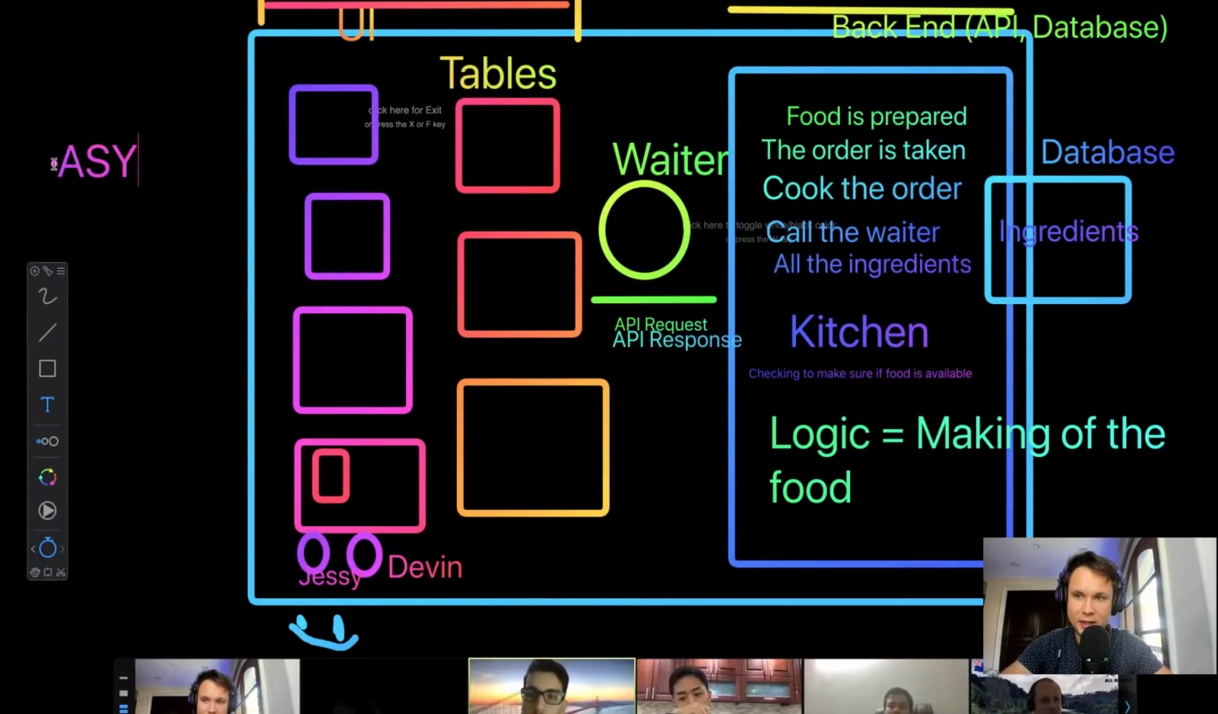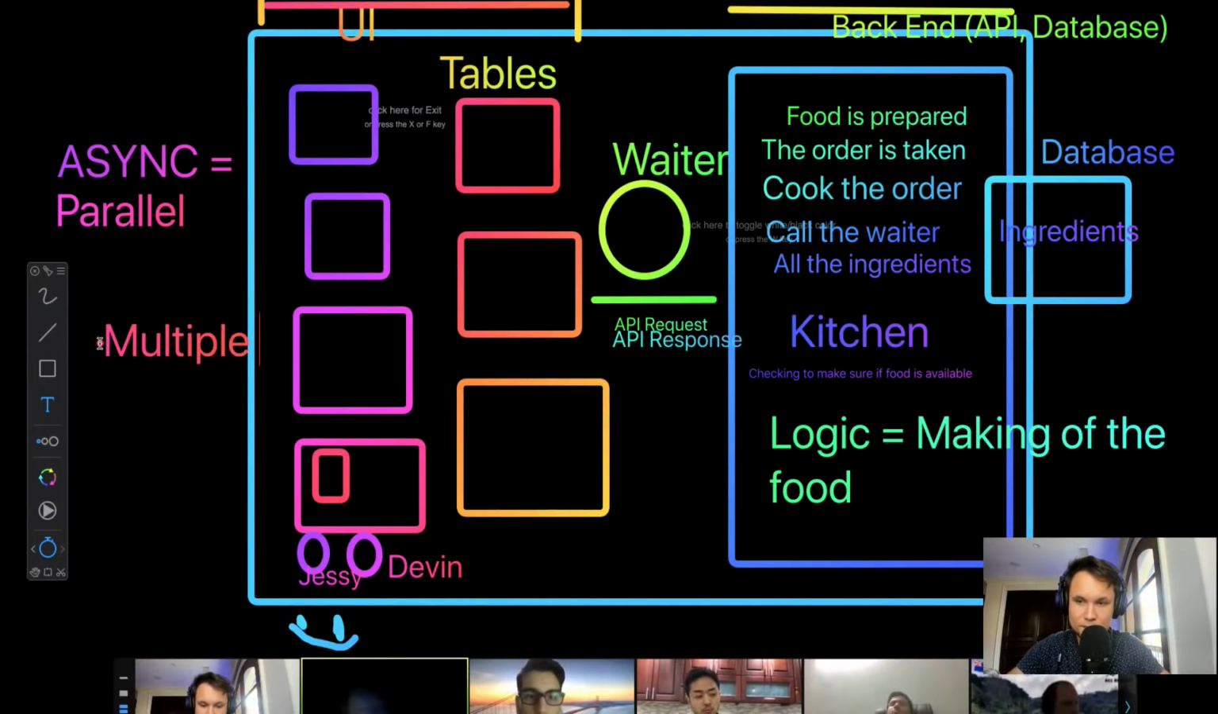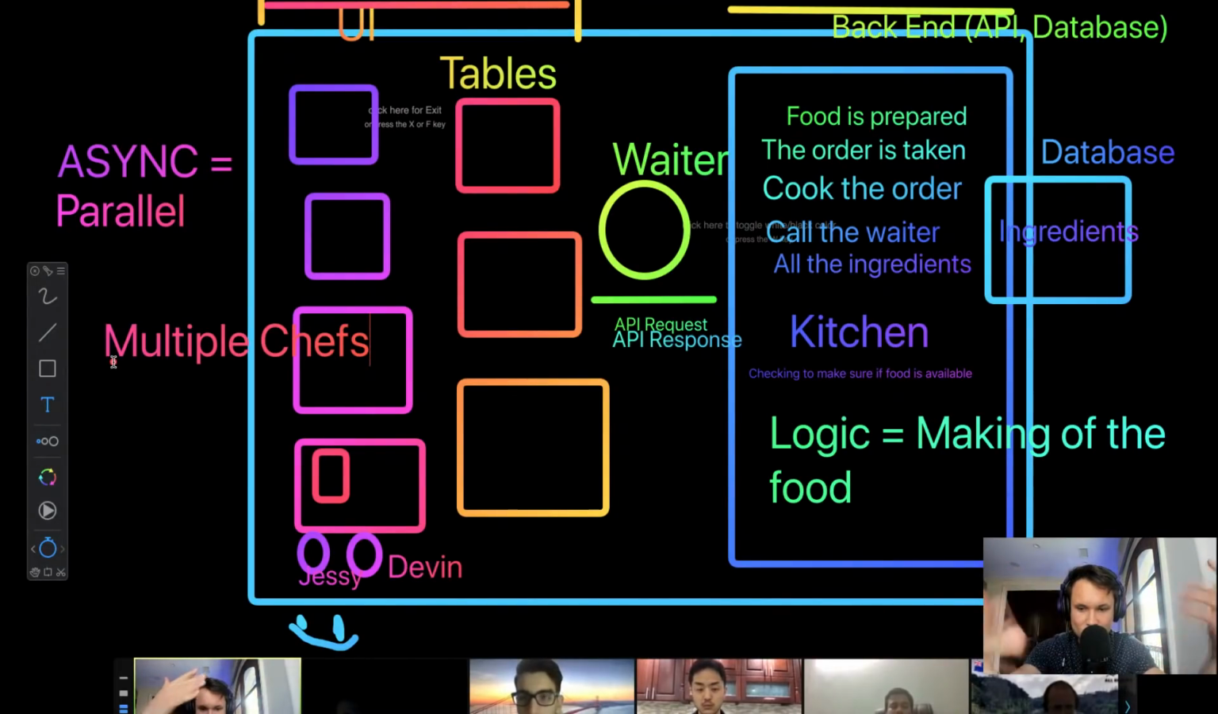Async equals multiple chefs. Equals parallel, right? So that means we can cover multiple users at the same time. That means we can have multiple chefs covering users at the same time. They don't have to wait until one order is ready to serve somebody else. Exactly. So we simply need multiple chefs. That's it. The backend has a lot of chefs. The backend is so strong that it can handle 100 users at the same time in parallel.